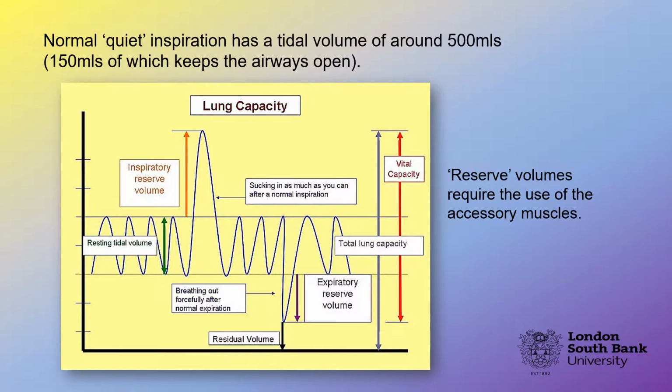To do all this, we need to use accessory muscles. And this is where we start to see changes in the chest wall that indicate to us that someone is using their accessory muscles.